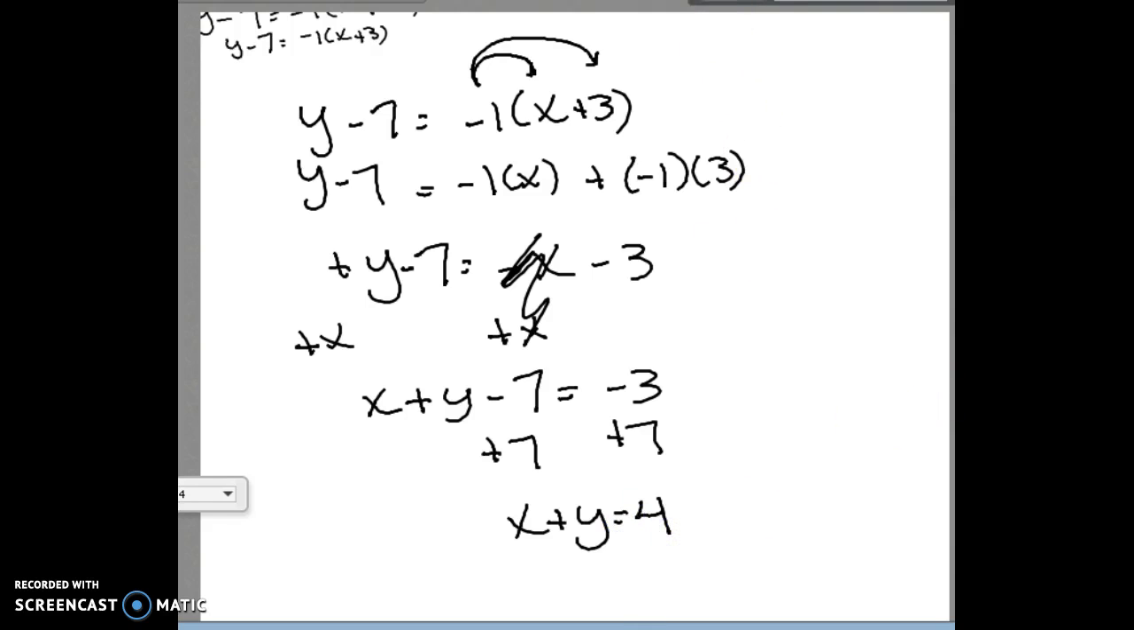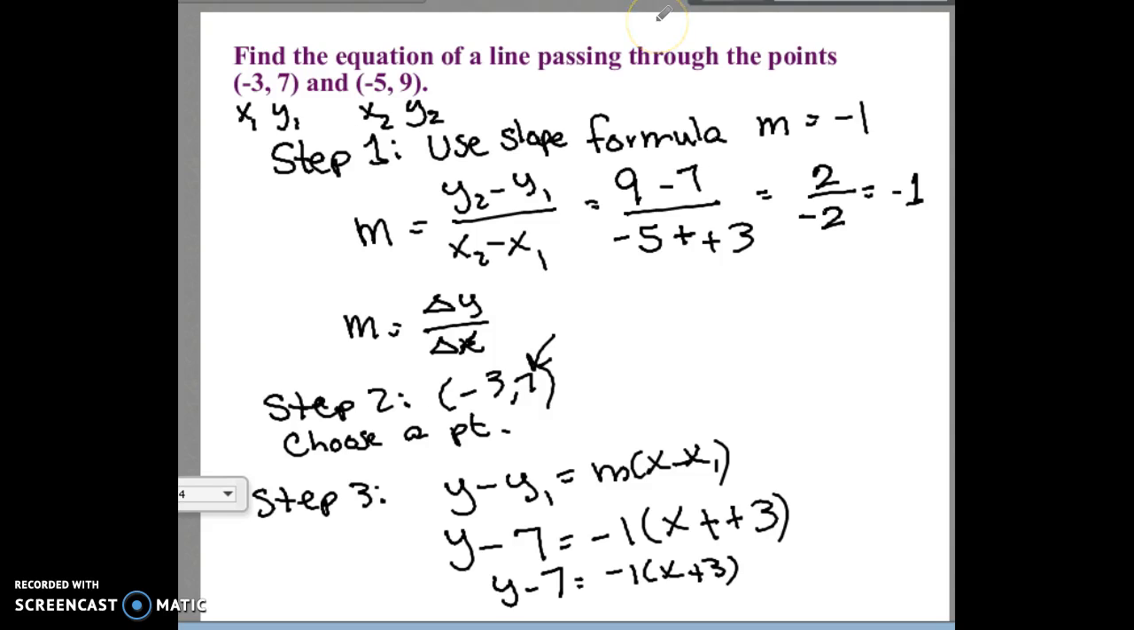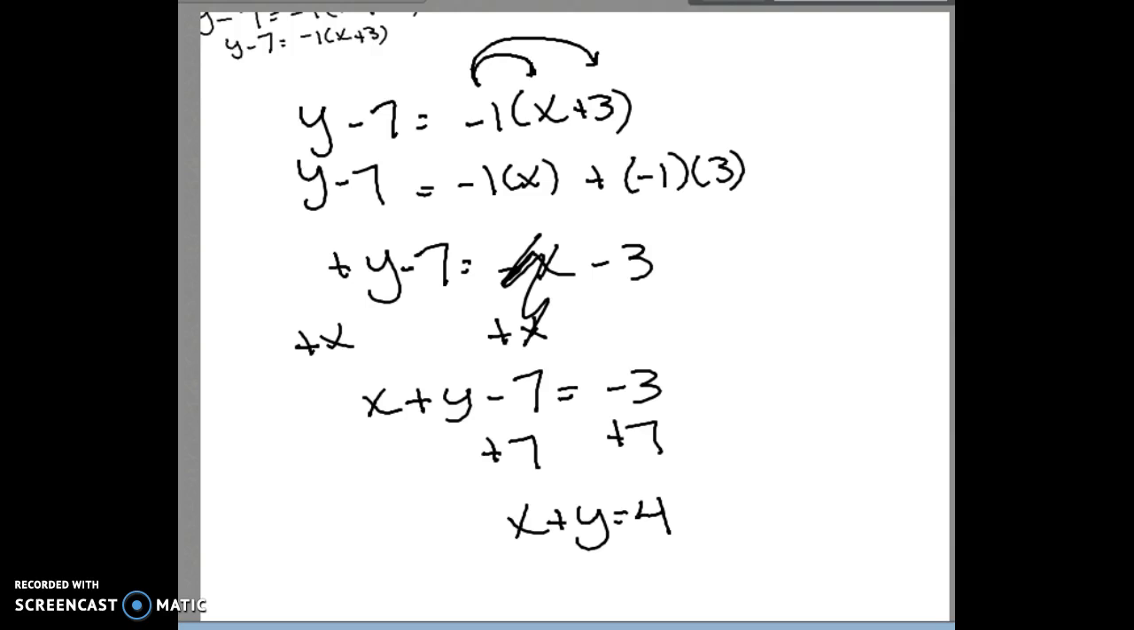And so the equation of the line that's passing through the points -3, 7 and -5, 9 is x plus y equals 4. That's it. Let me know if you have questions.